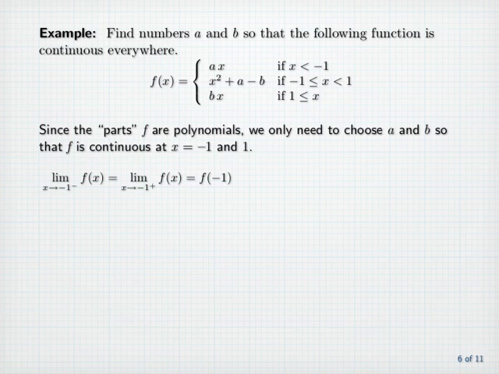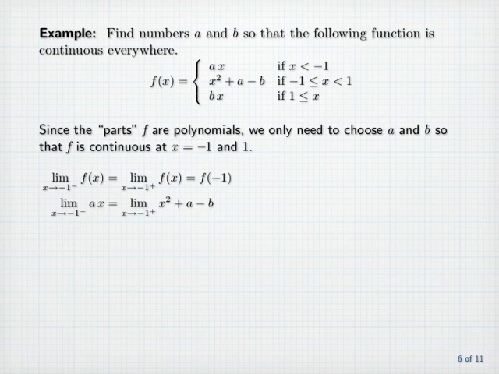The limit as x approaches minus 1 from the left of f of x is equal to the limit as x approaches minus 1 from the left of ax. The limit as x approaches minus 1 from the right of f of x is equal to the limit as x approaches minus 1 from the right of x squared plus a minus b.